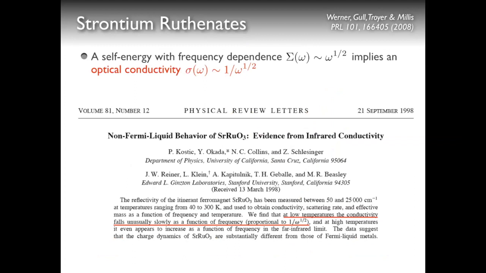And already in that paper we pointed out that this physics may be relevant for strontium ruthenate compounds, because it was known experimentally that these materials have a very unusual optical conductivity, which goes like 1/square root of frequency. And if we have a self-energy which has a square root frequency dependence, then one can, in principle, easily argue that one should get an optical conductivity with this form.